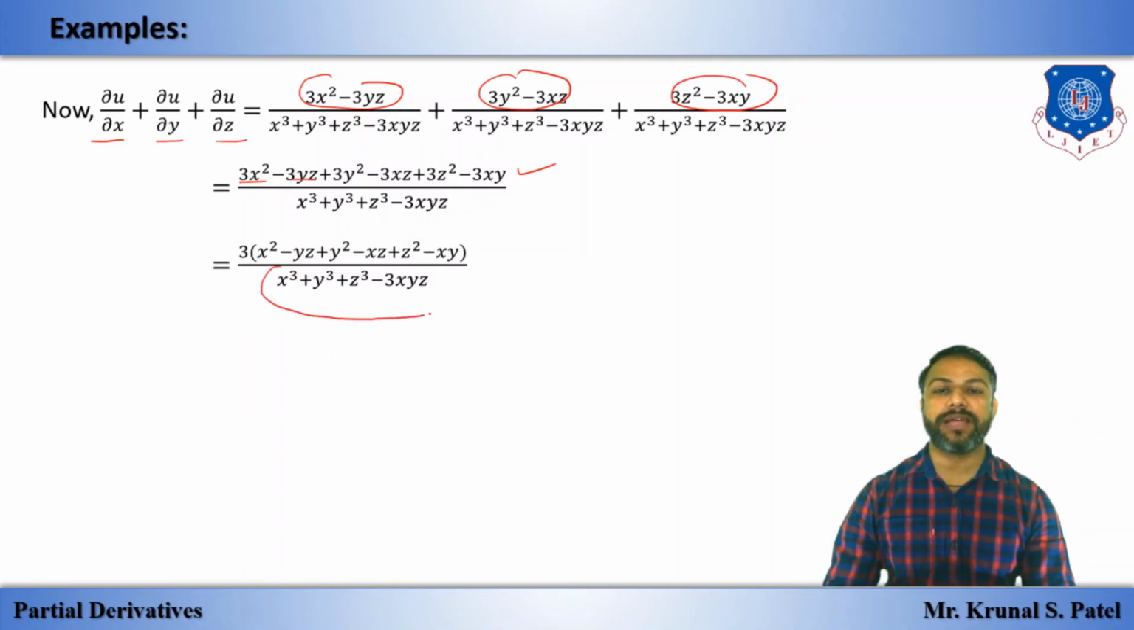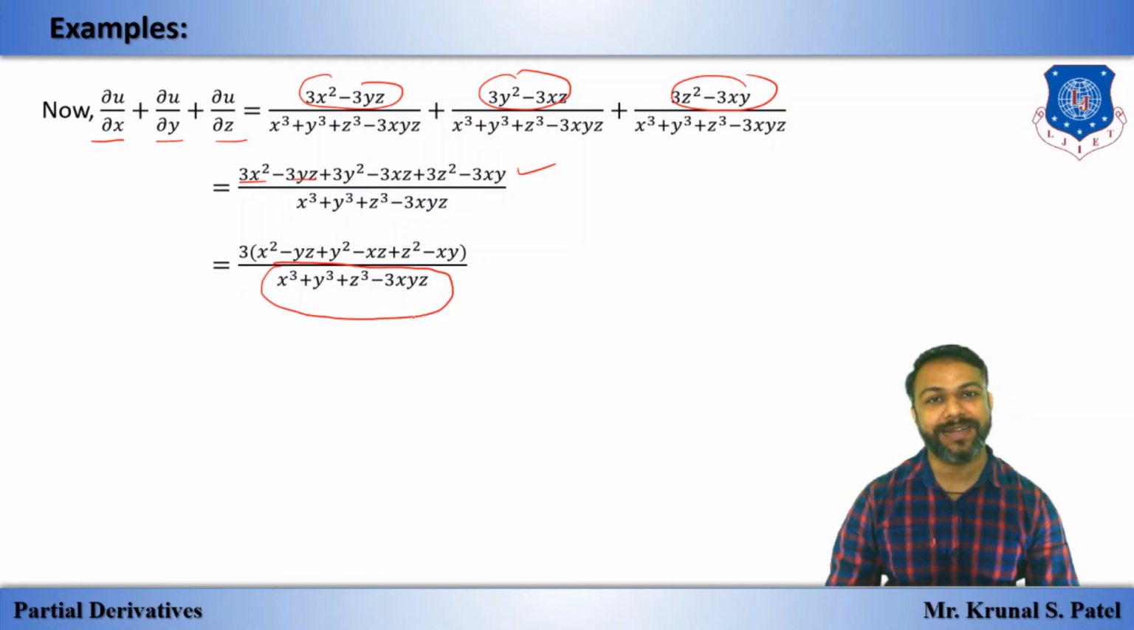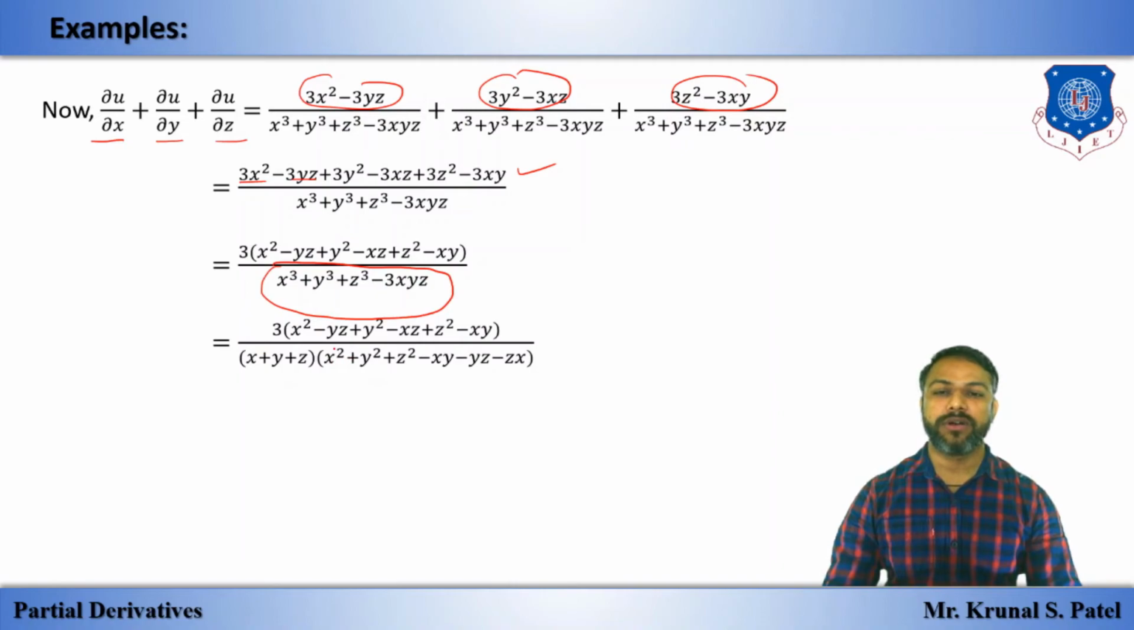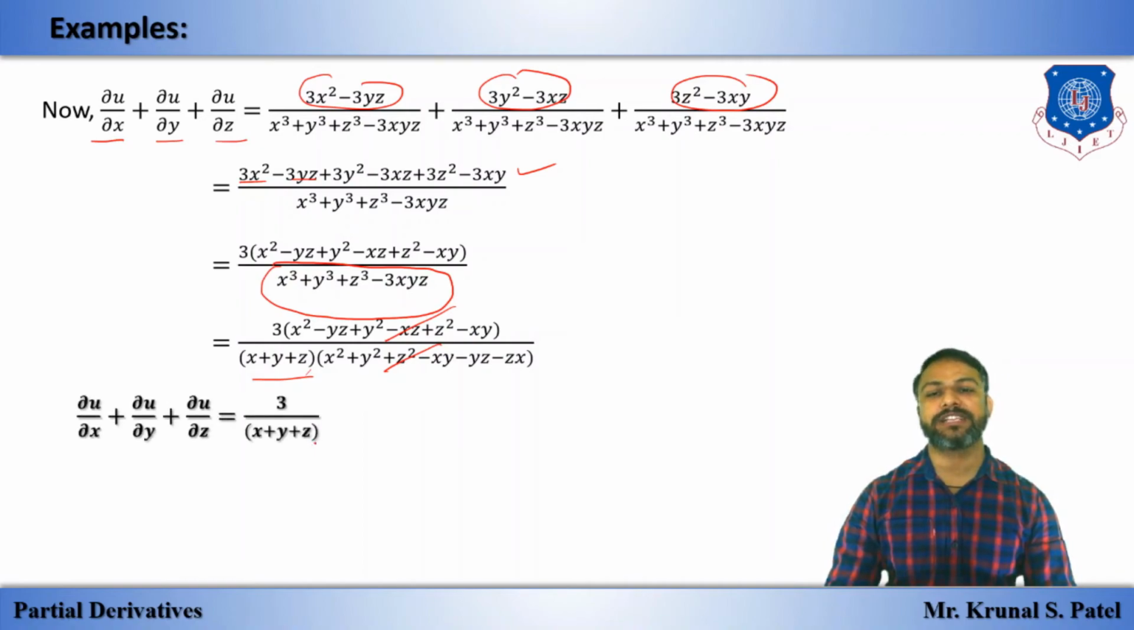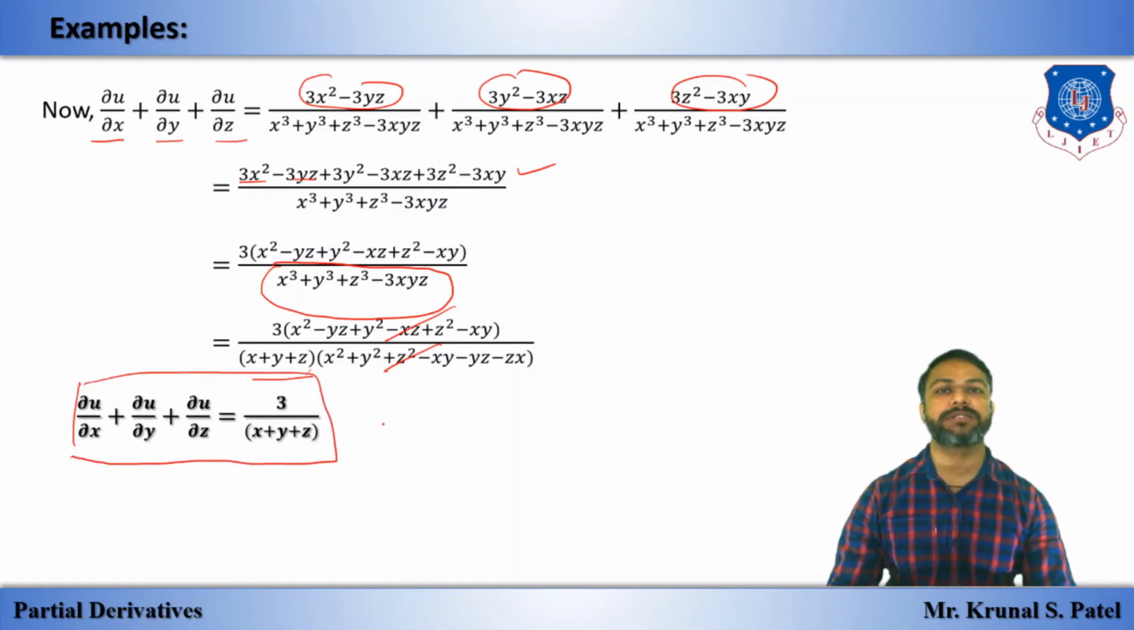And now we know the factorization formula of x cube plus y cube plus z cube minus 3xyz, which we already know from school level. The factorization formula of this is x plus y plus z into x square plus y square plus z square minus xy minus yz minus zx. We can cancel these two brackets, and the remaining part will be 3 upon x plus y plus z. This is the answer of our second bracket, del u by del x plus del u by del y plus del u by del z.